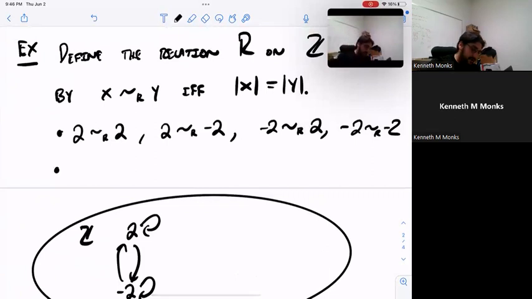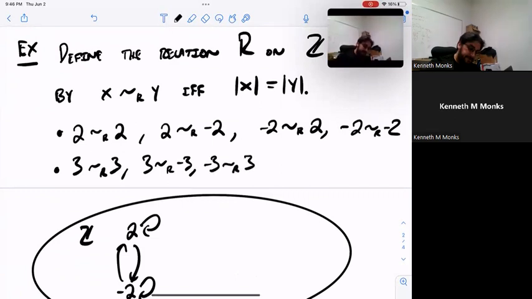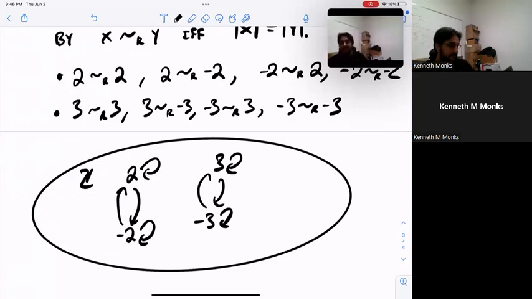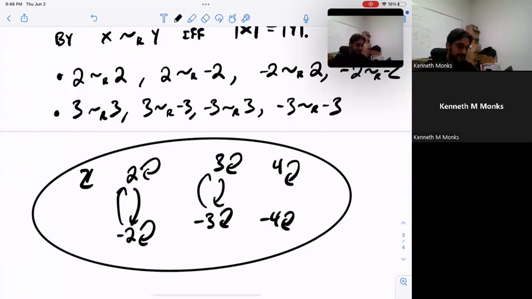I can also do it with 3. 3 is related to 3. What else would 3 be related to? 3 would be related to minus 3, and minus 3 would be related to 3. Minus 3 would be related to itself. So I get a very similar looking picture here. 3 was related to itself, minus 3 was related to itself, 3 was related to minus 3, and minus 3 was related to 3. There we go. This is pretty clear how this is going to go. So I'm drawing all of the relations here, and 1 has another similar looking picture.